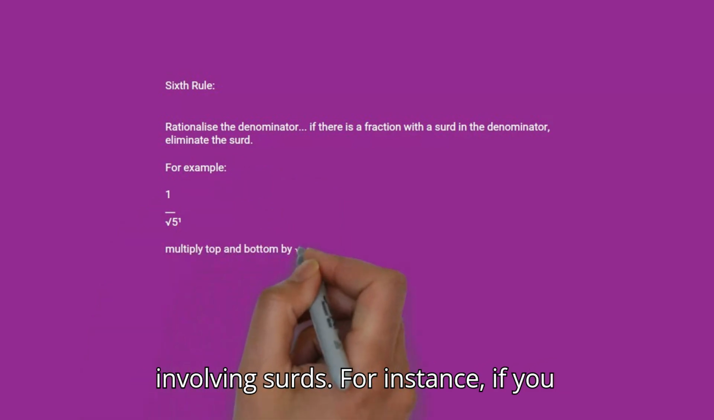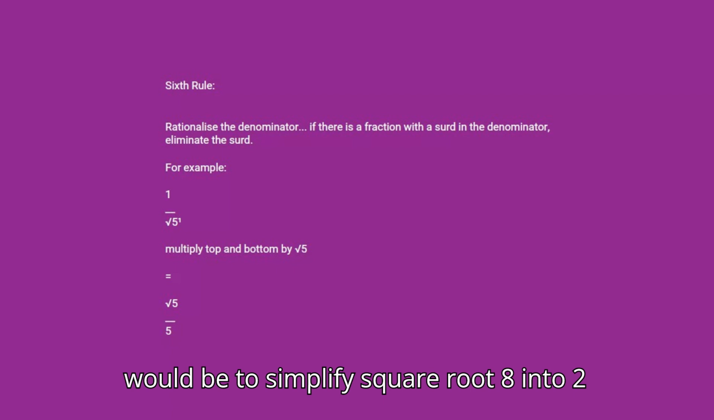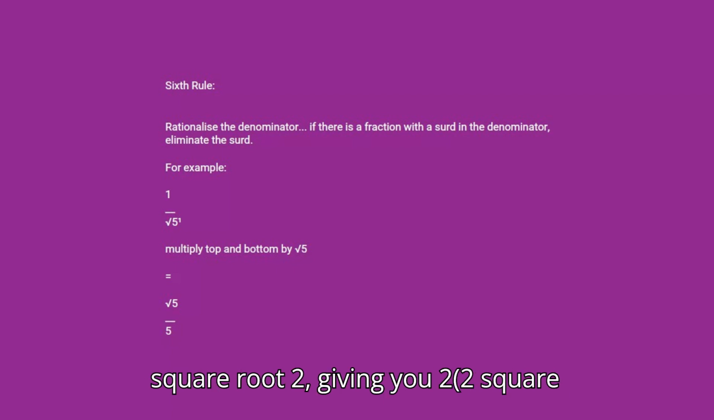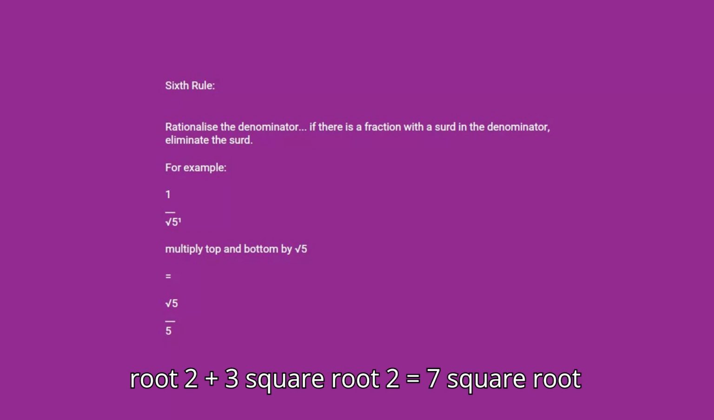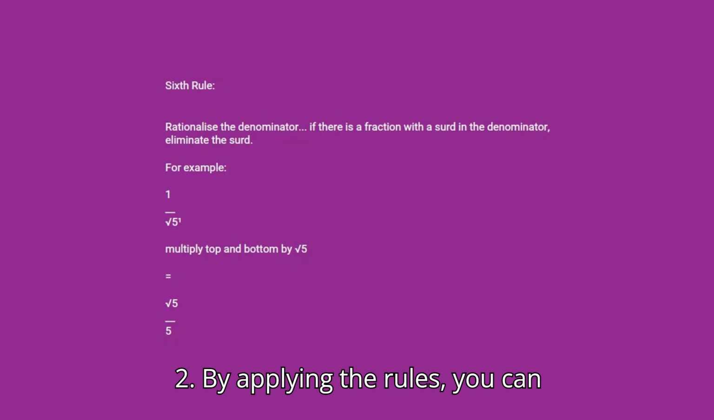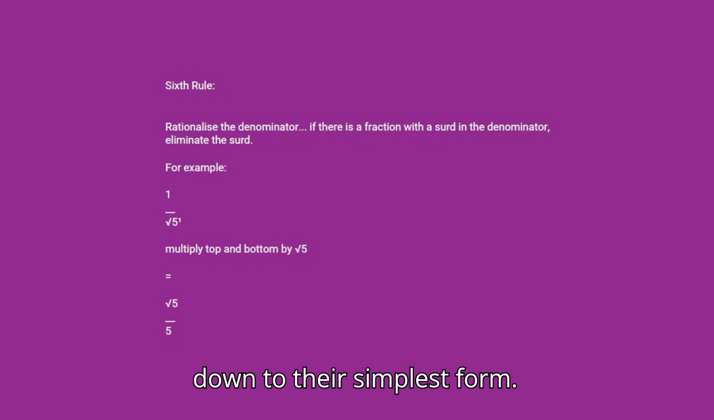For instance, if you were asked to simplify 2 square root 8 plus 3 square root 2, the first step would be to simplify square root 8 into 2 square root 2, giving you 2 x 2 square root 2 plus 3 square root 2 equals 4 square root 2 plus 3 square root 2 equals 7 square root 2. By applying the rules, you can simplify even complex surd expressions down to their simplest form.